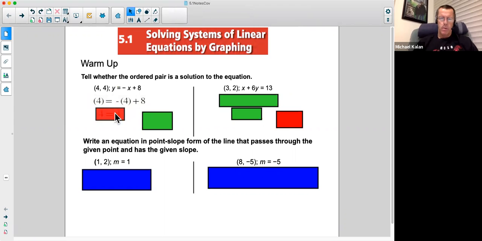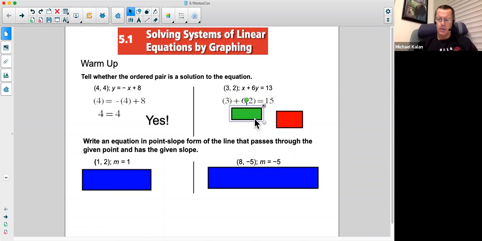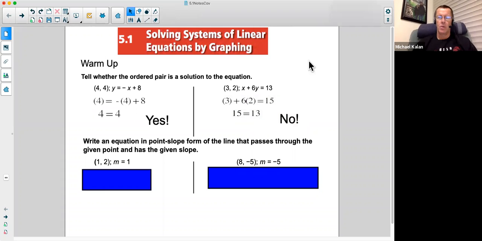Okay, so hopefully when you plug those in, you got 4 equals 4. And yes, obviously that would mean it's true, right? It's a true equation. So that is a solution. Oh, this one, no dice. So 3, 2 would not be on the graph of the equation x plus 6y equals 13. Because remember, every point, and there's an infinite number of points on a line, every single one of those points, if you plug it into the equation for that line, will make it true. So if 3 comma 2 did not make that equation true, then it's not on that line.